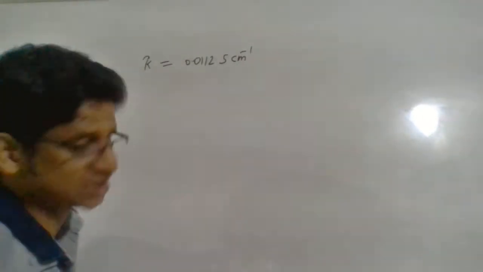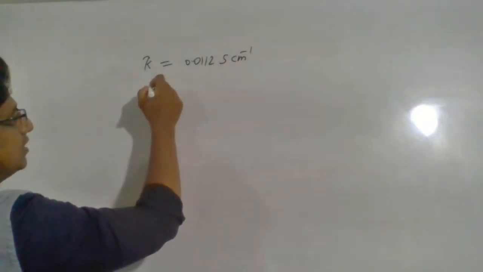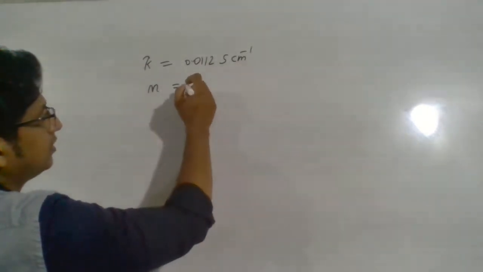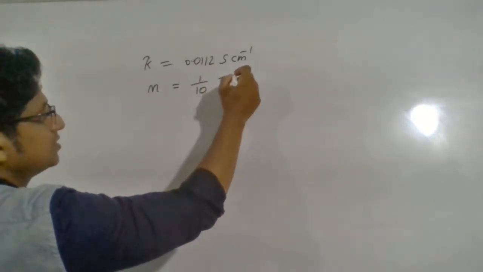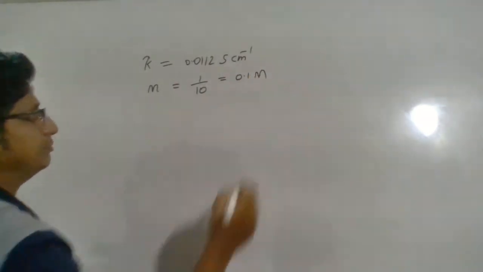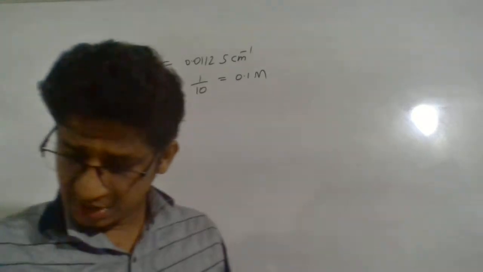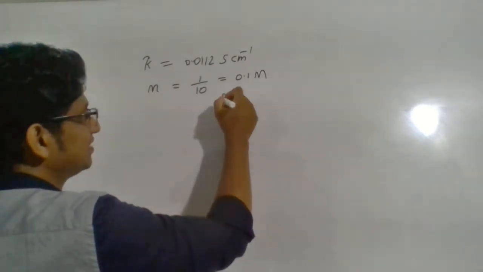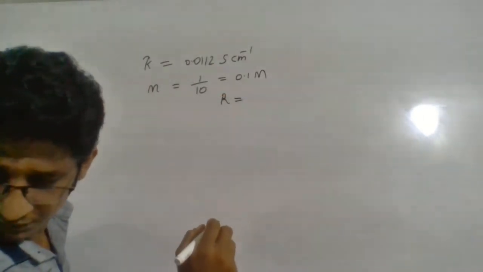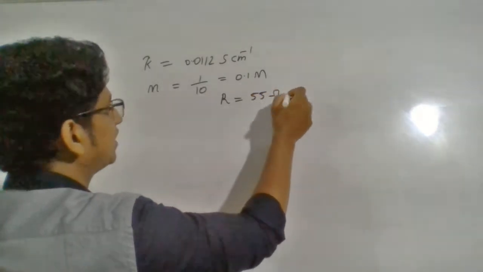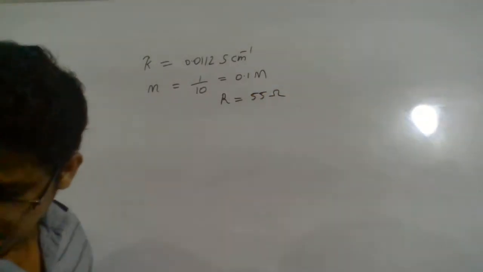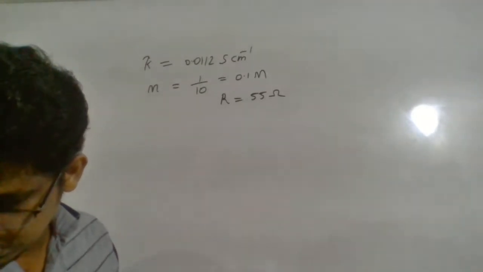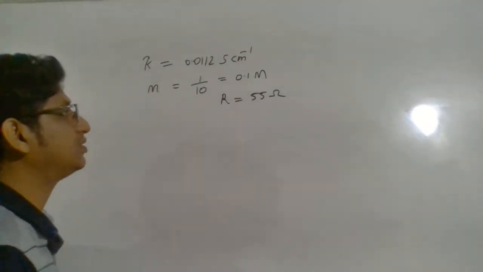Then concentration is expressed in molarity. M by 10 is nothing but 1 by 10, right? So it's nothing but 0.1 molar. So concentration is given as 0.1 molar, and resistance is also given. Resistance R is equal to how much? 55 ohm. That's the data they have given. Now what did they ask to find? Cell constant. Cell constant is asked to be found.